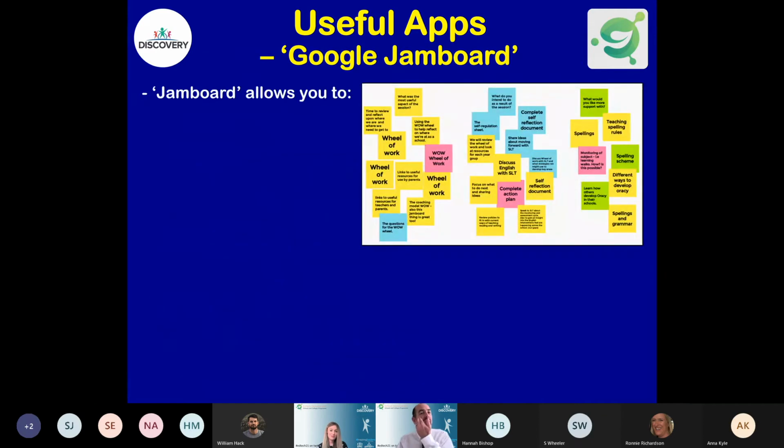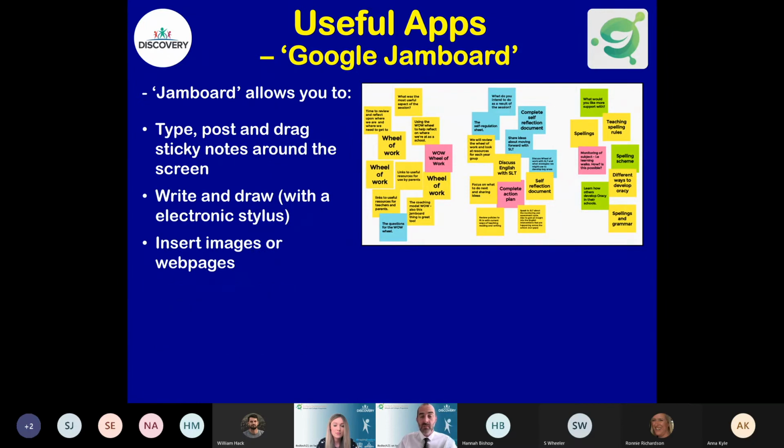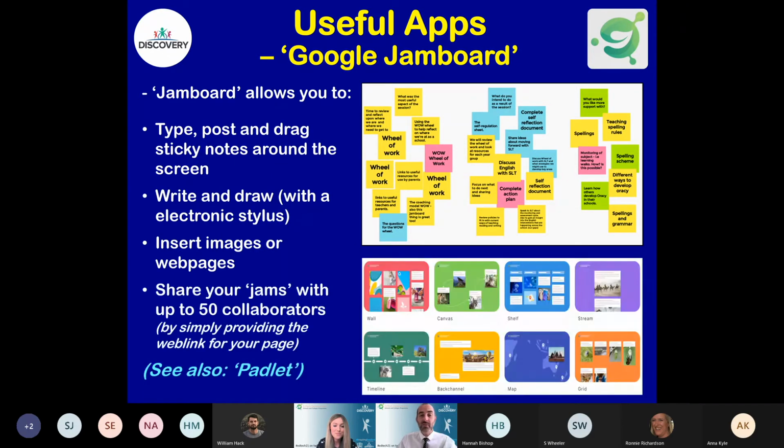So the next one I want to look at very briefly is Jamboard. This is a Google app, but it's an online app. It's really great. You can basically type, post and drag sticky notes anywhere on the screen. So you can set up headings and get the children to just put sticky notes anywhere on the screen. It is anonymous sticky notes, so if you want to know who's posted what, you need to get them to put their initials. You can then write and draw on there with a stylus. If you want, you can insert images or web pages, and you can have up to 50 people posting onto one board. So if you've not looked at that, if you just type Google Jamboard, you can see how you can set that up very easily.